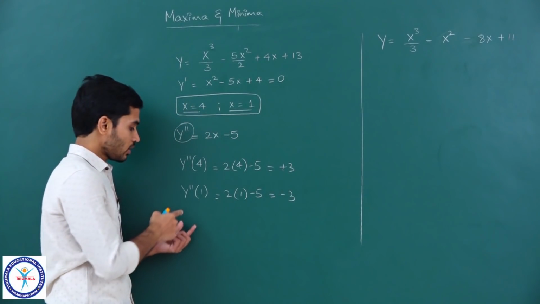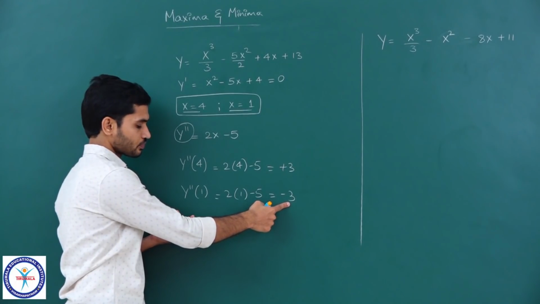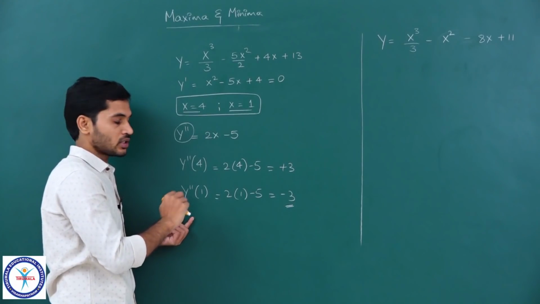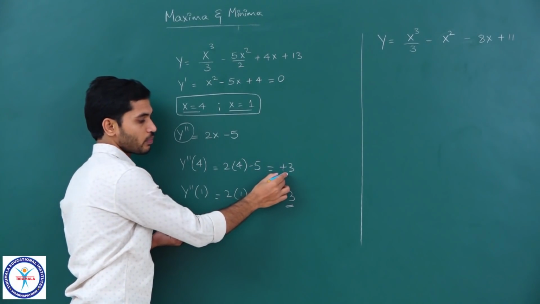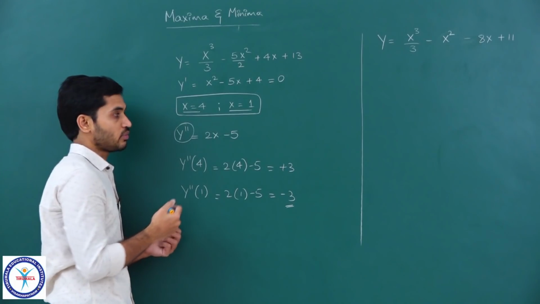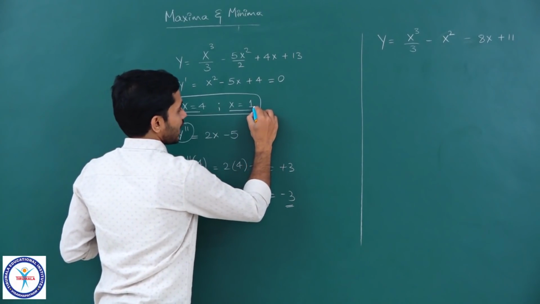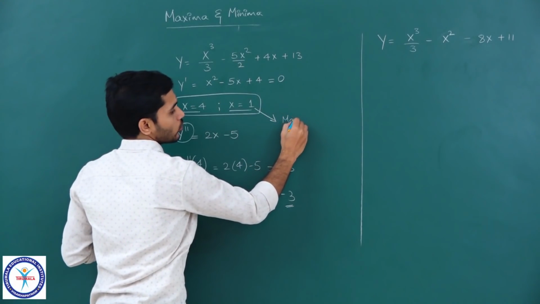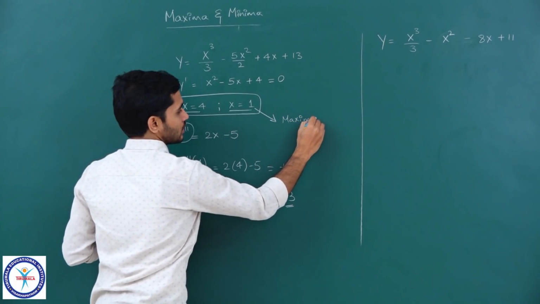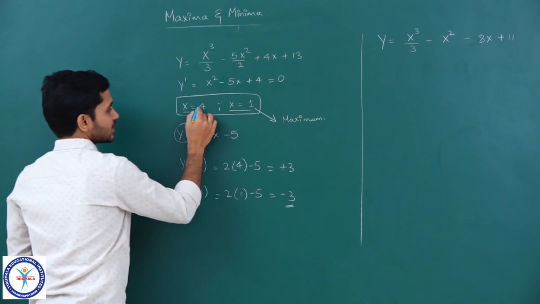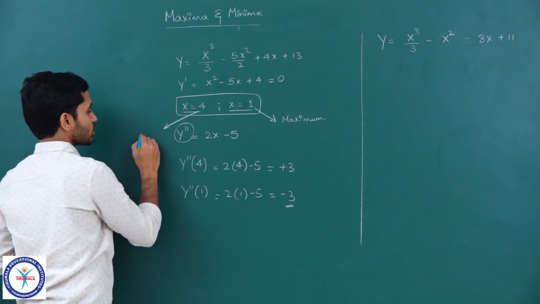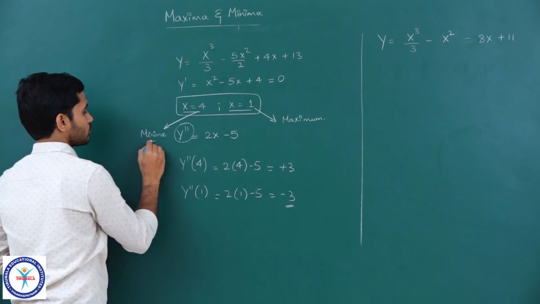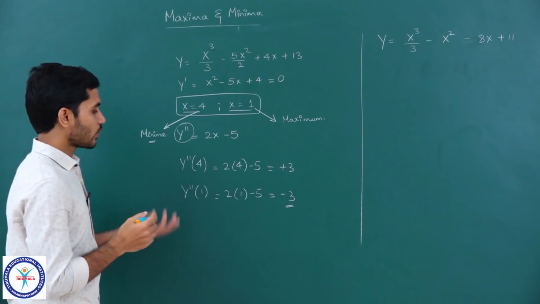So, what does that mean? Wherever y double dash gives you a negative value, that is maxima, and wherever y double dash gives you a positive value, that is minima. So, we can say that x is equal to 1 is where the function will have a local maximum, and x is equal to 4 is where the function will have minima. Clear, students? That is how we identify that.